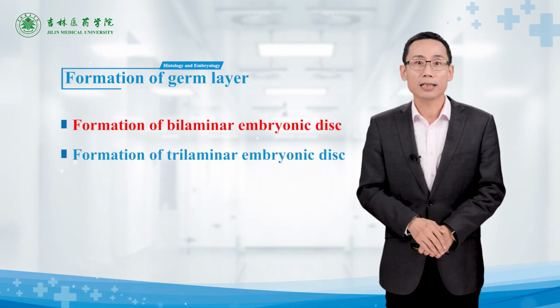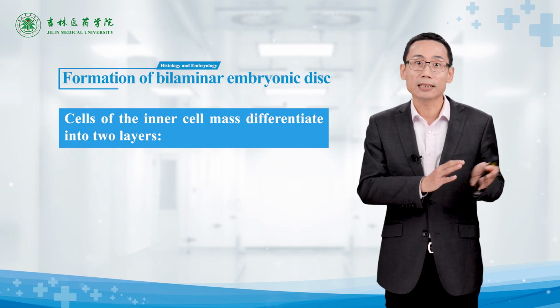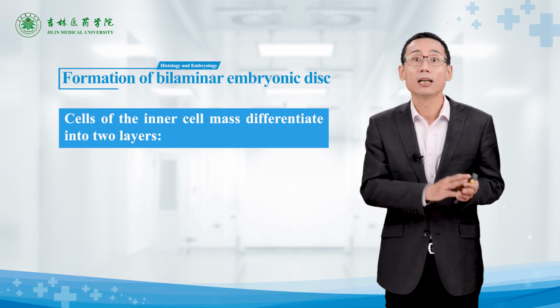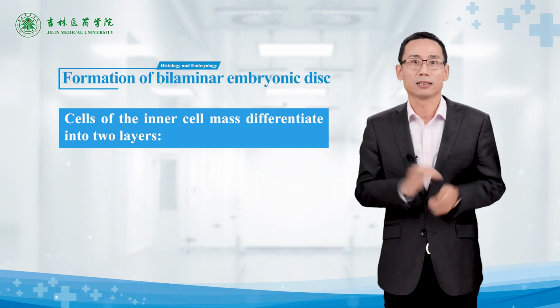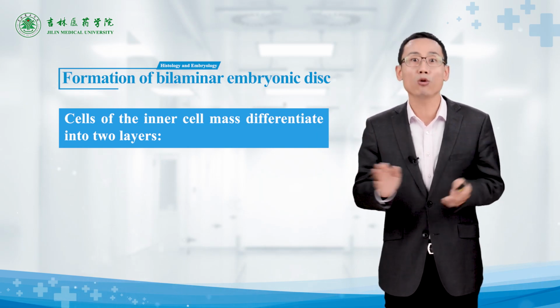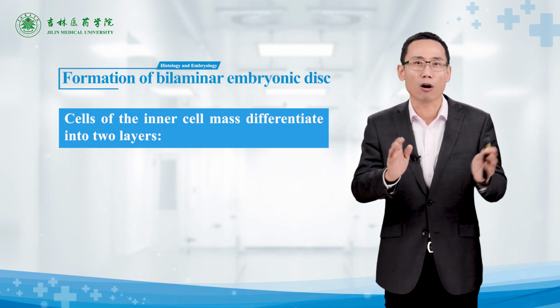Formation of the bilaminar embryonic disc. During the second week of implantation, the inner cell mass proliferates and differentiates gradually, forming a disc-shaped embryonic disc, which is composed of two layers, also known as the two-germ layer embryo.